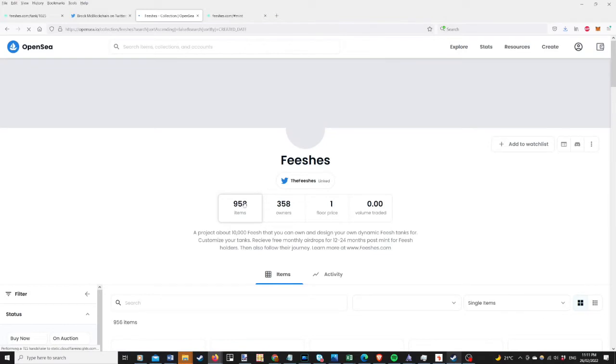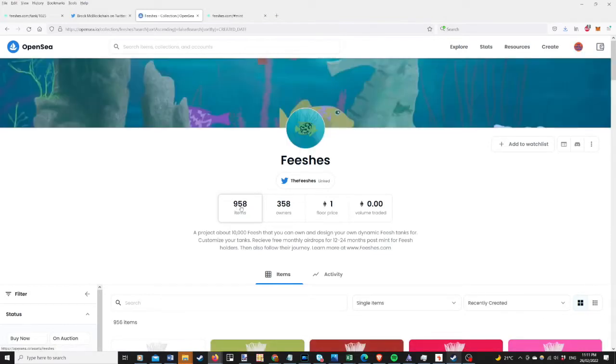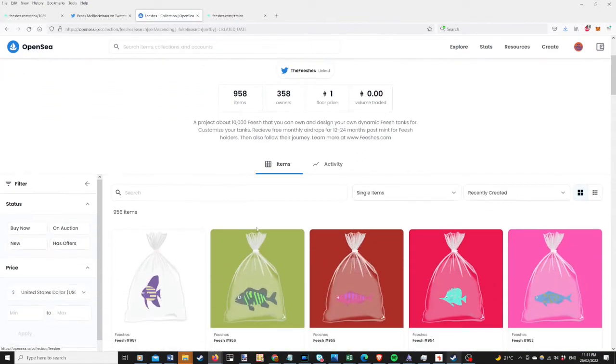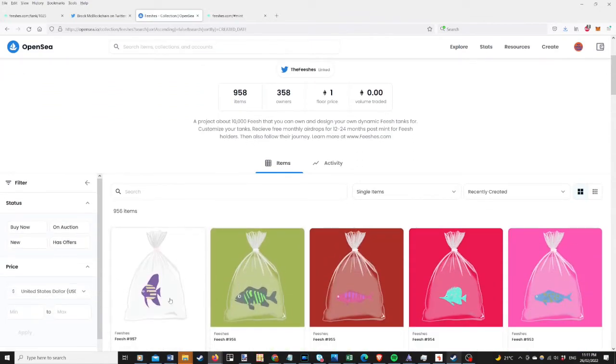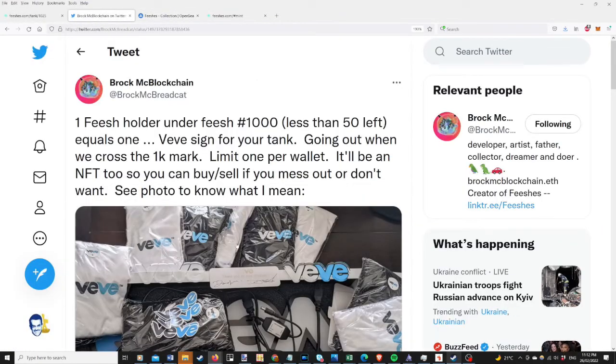And I do feel this is accurate because it was 956 and then I minted two and then went up by two, and these are my two here. So I'd say this number is accurate, and if you can get under 1,000, you can then potentially get an NFT drop, which will allow you to get one of these packs. No guarantees here, but I would say it's pretty accurate. I would assume there's a shipping cost, but I really don't know.